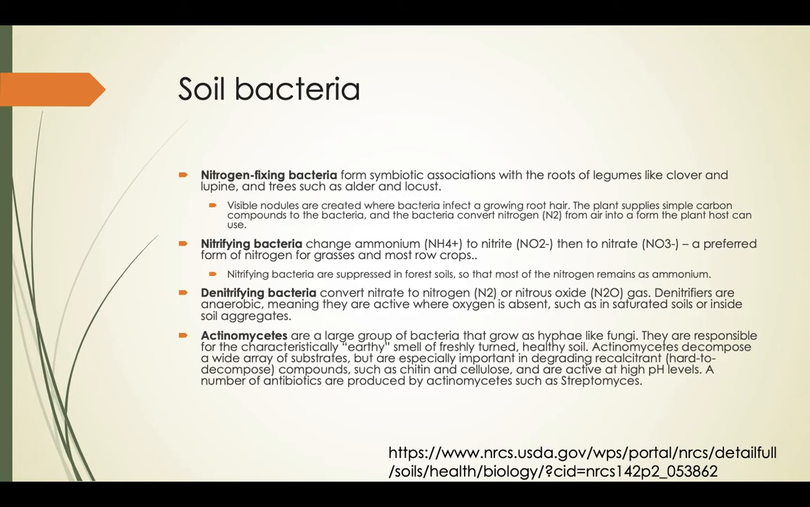carbon compounds. Then we also have nitrifying bacteria, which are responsible for changing ammonium to nitrite and then to nitrate, which is a preferred type of nitrogen for grasses and most row crops. Nitrifying bacteria may be suppressed in forest soil so that most of the nitrogen will remain as ammonium in the case of forest ecosystems. Then we also have denitrifying bacteria that convert nitrate to nitrogen or nitrous oxide.